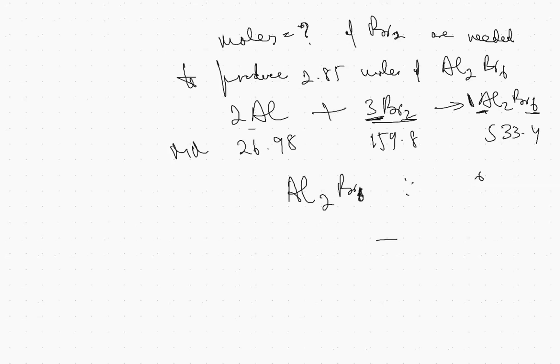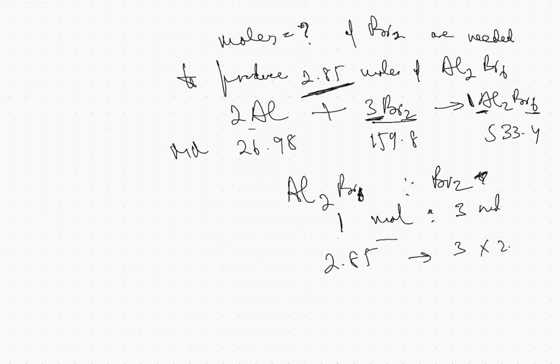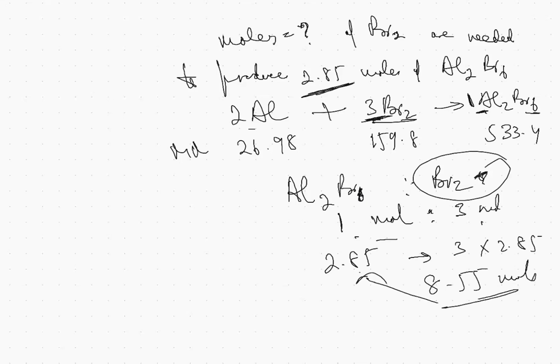Okay, so the question is, 1 mole is produced when we had 3 moles. Asking 2.85, then what? 3 times 2.85, right? Because 1 mole needs 3 times of that. 2.85 will need 3 times 2.85. You don't need the molar mass for that because they're just asking the moles. So 2.85 times 3, I get 8.55 moles of bromine we need to produce 2.85, because the ratio is 3 bromine producing 1 mole of aluminum bromide. All right.